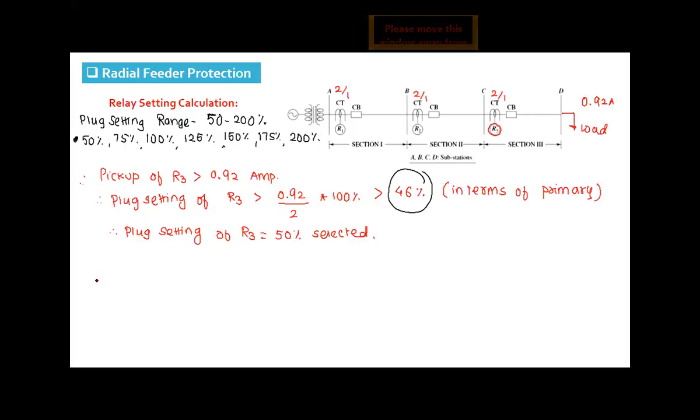R3 નું plug setting મળી ગયું આપણને. હવે R2. R3 का plug setting हमने कहां से find किया? Load, because it is the last relay which has to be coordinated with load. Now next, ये समझ में आ गया? ये समझ में आ गया ये पॉइंट? हाउ वी हैव ऑब्टेन द प्लग सेटिंग ऑफ R3?